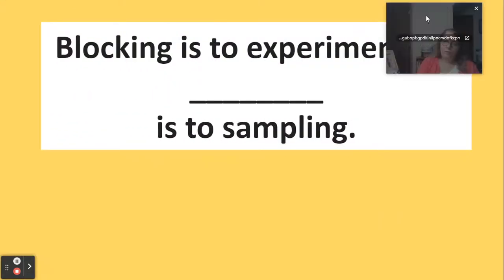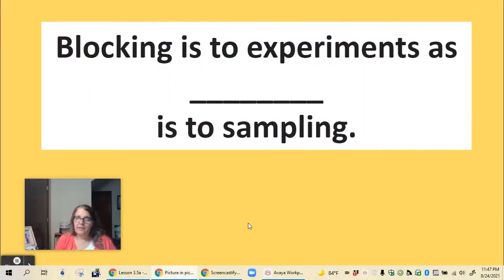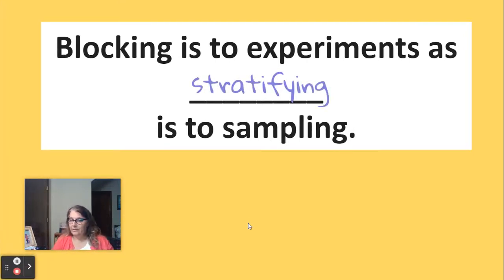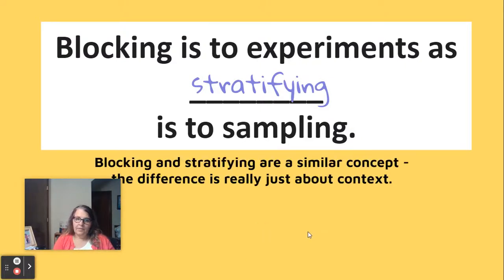So, what do you think about blocking? Think about it. When we were doing sampling, we talked about stratifying samples. Well, why did we do that? We wanted to make sure that we had representation from each type of group, and so we stratified it. So blocking is what we do in experiments, as stratifying is what we do in sampling. Once again, blocking and stratifying are similar concepts.